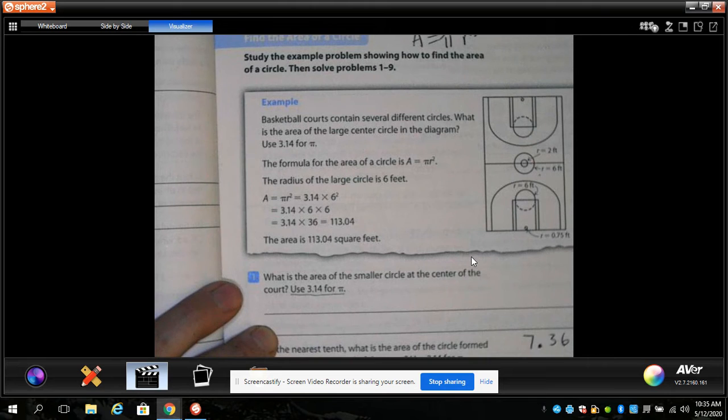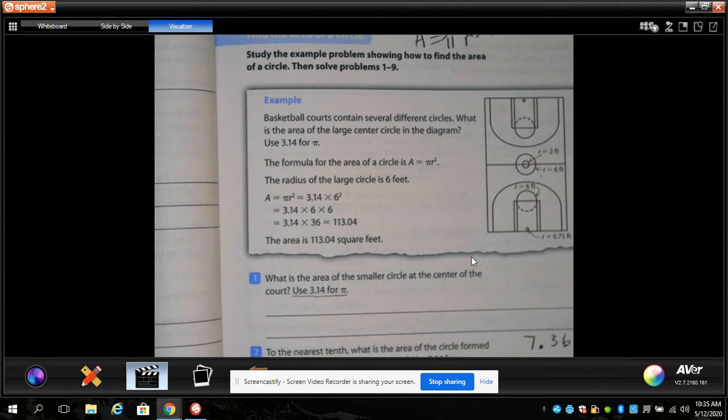Don't use the pi button on the calculator. Don't use 22/7. For all of these, you need to use this specific number.